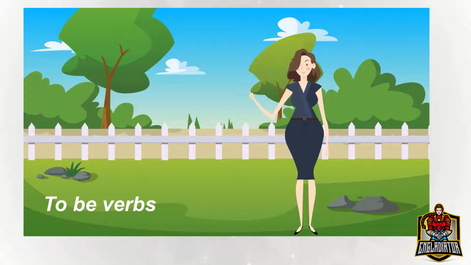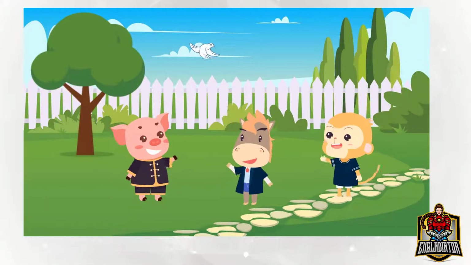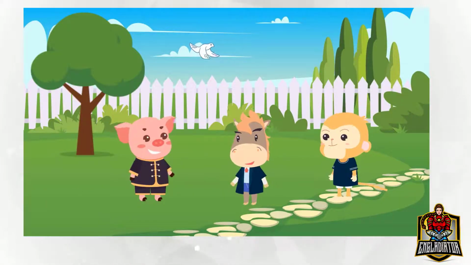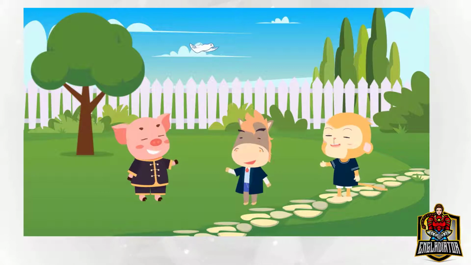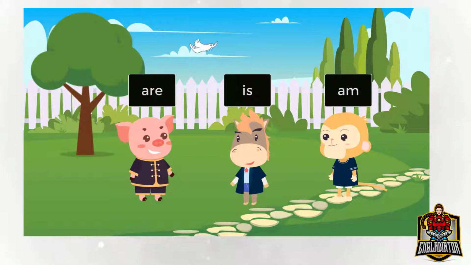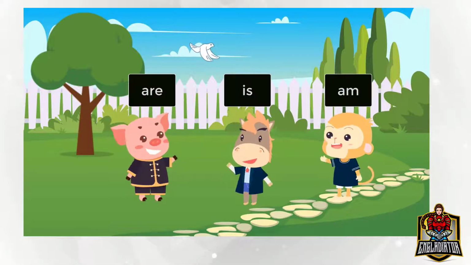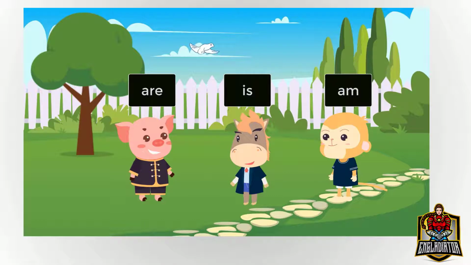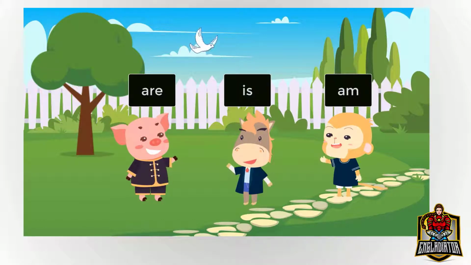It's okay. Let's learn how to use to be verbs correctly by watching this interesting story. In our story, there are 3 kids. Their names are am, is, and are. Am is a very shy kid. As for is and are, they are very friendly and outgoing kids.